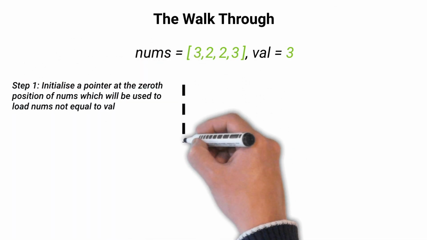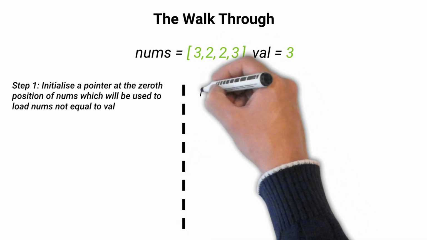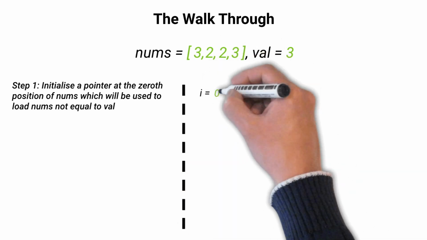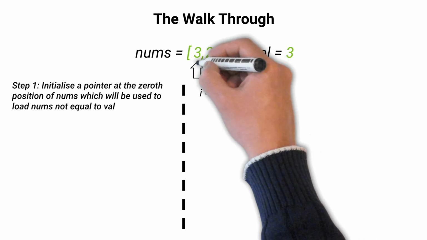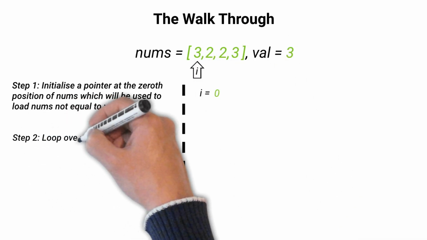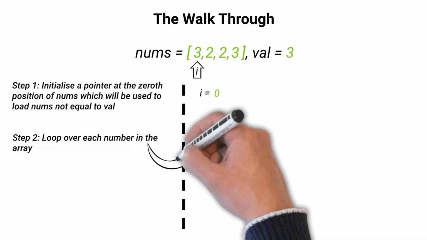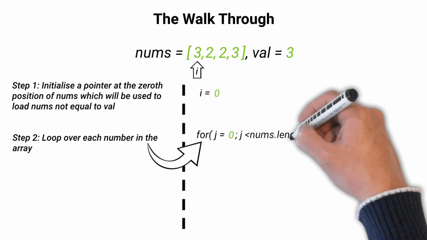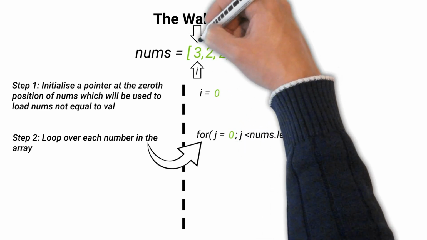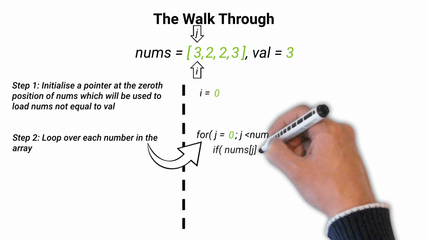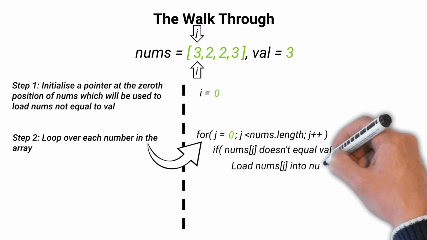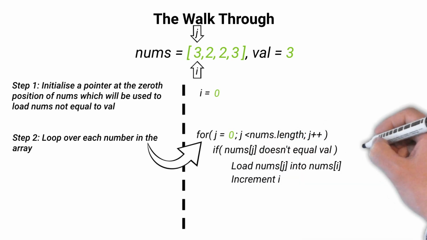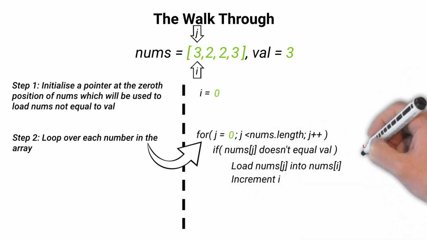So step 1, we need to initialize a pointer at the 0th position of nums, which will be used to load nums not equal to val. So we'll put that pointer here, pointing at 3. Step 2, loop over each number in the array. We'll use a for loop, and our second pointer will be j, and we'll put that here. We'll apply the following logic to determine whether nums j needs to be loaded into nums i.